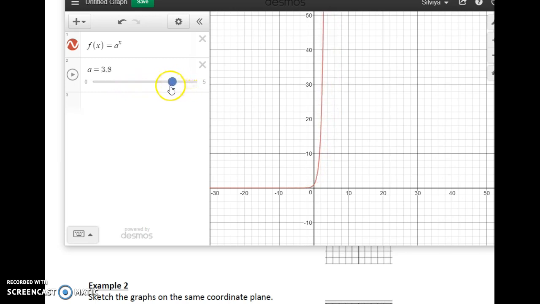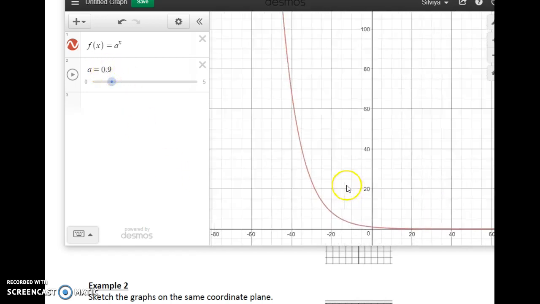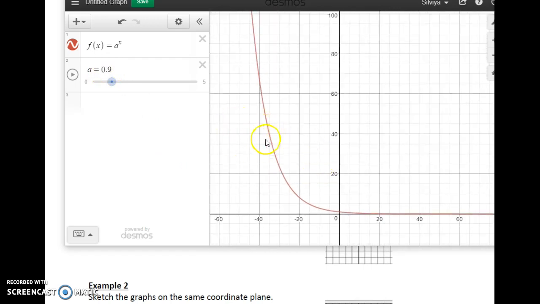Okay, let's see what happens when this base gets to be smaller than 1. Oh, look at that. The second I went right below 1, the function changed its direction. It looks like it is flipped across the y-axis, doesn't it? And here, the smaller that number gets, or the closer that number gets to 0, the faster the graph is considered to be decreasing.